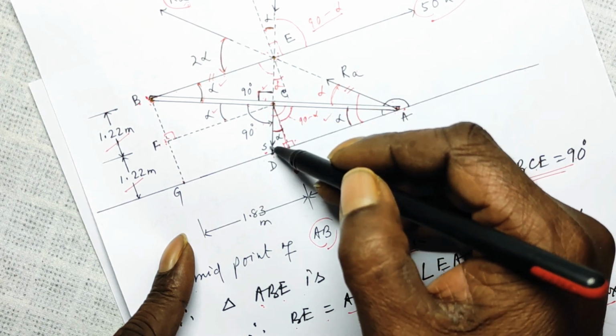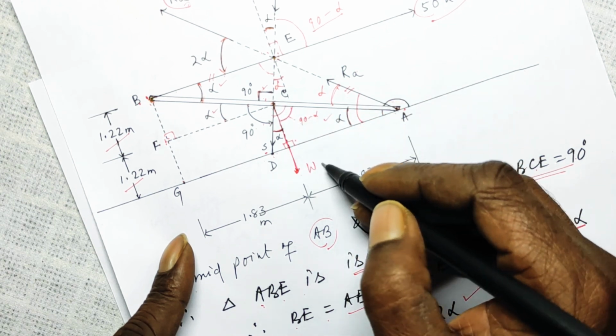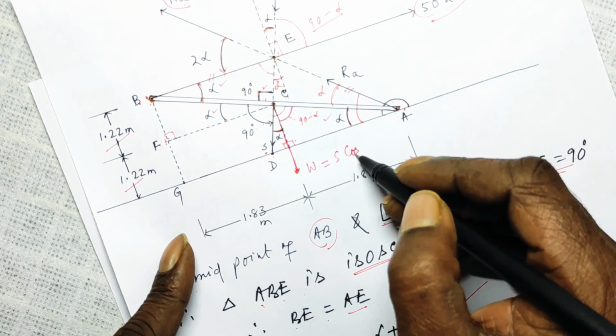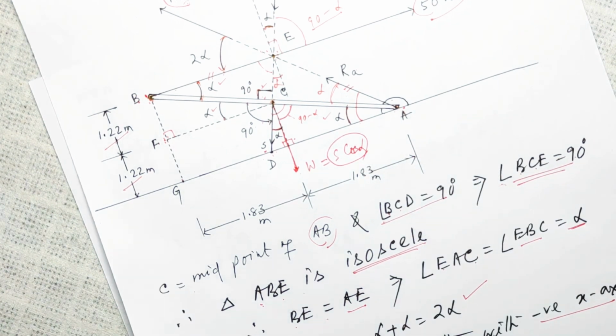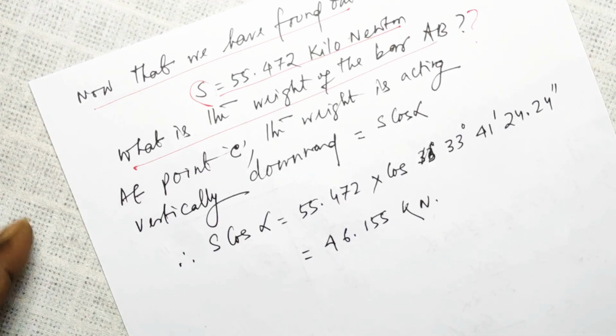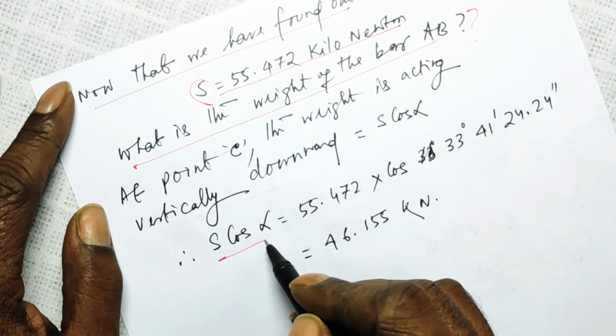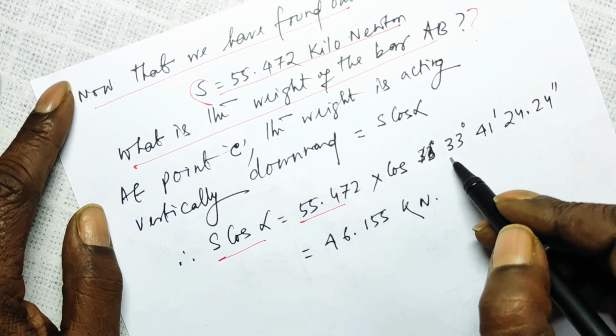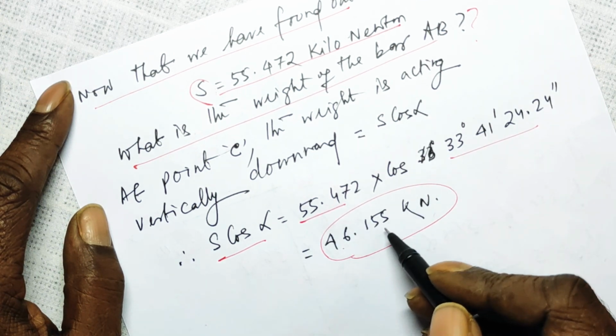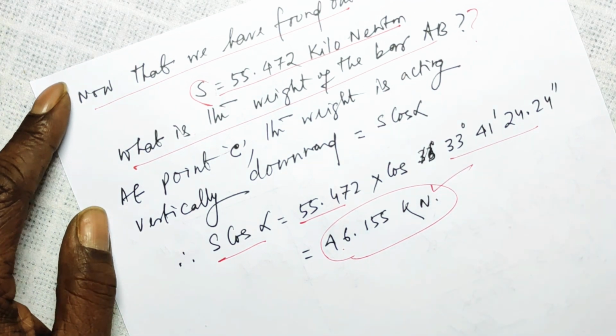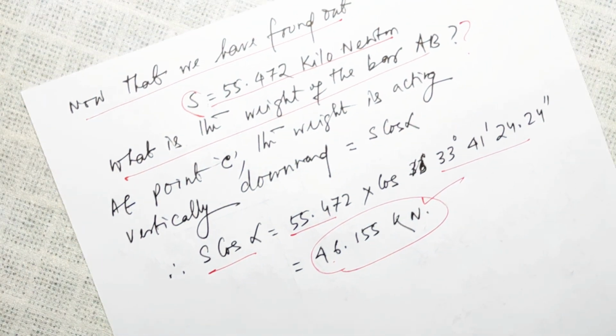Since this angle is alpha, S cos alpha is to this side. So W is equal to S times cos alpha, the weight of the bar. So S cos alpha, put the value of S, put the value of alpha, so this comes out to be 46.155 kilonewton is the weight of the bar.